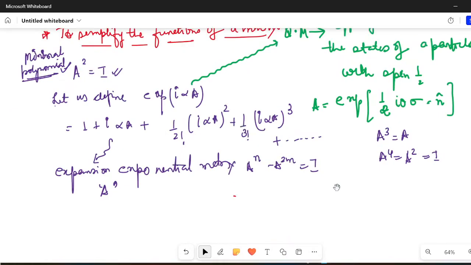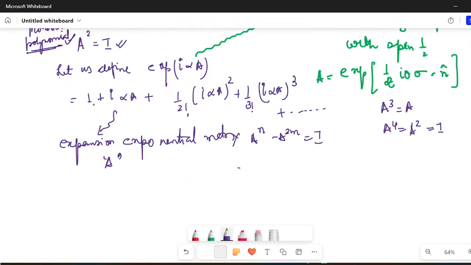So what I can do, I can simplify this matrix. By help of the characteristic equation, by help of the minimal polynomial, I can simplify the matrices also. So for example, here if I use A square equal to identity as my minimal polynomial, if this is the minimal polynomial given to us, let's say if a matrix A is such that it satisfies the minimal polynomial A square equal to I, then this can be used to simplify the exponential of a matrix.